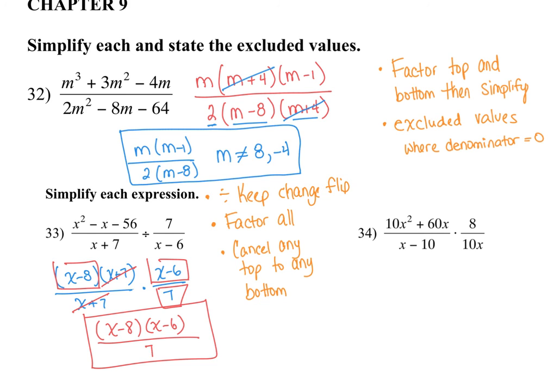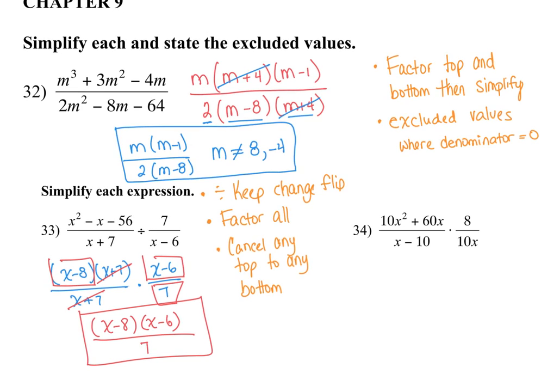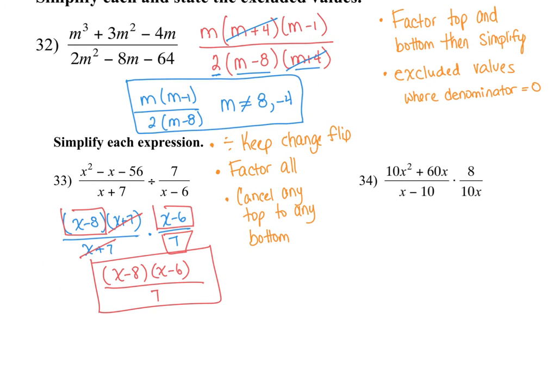If you have multiplication, you don't have to keep, change, flip. You go straight to factoring. And so for this one, I'm going to go ahead and go straight to my factoring. I have a 10x and an x plus 6. I have an x minus 10. This is already factored. And so for this one, really, I can cancel those 10s. And that's about all that happens here. Nothing else is going to cancel. So on top, I still have the x plus 6 and the 8.